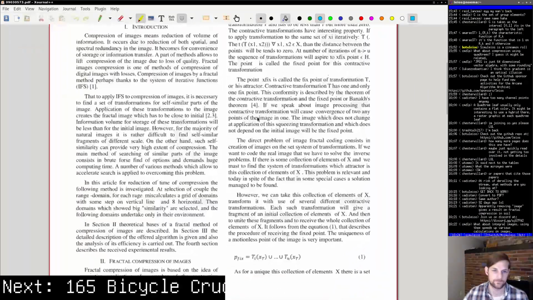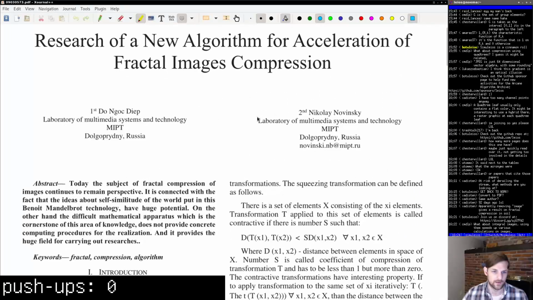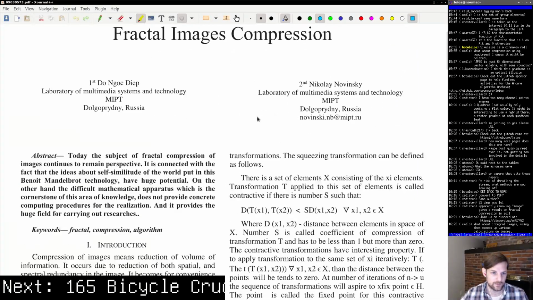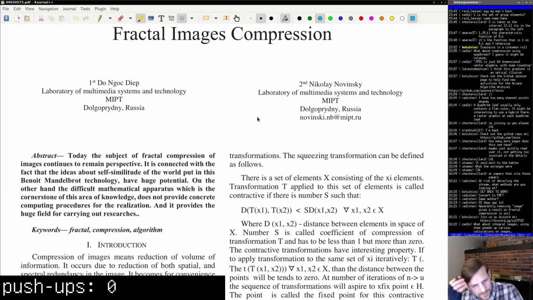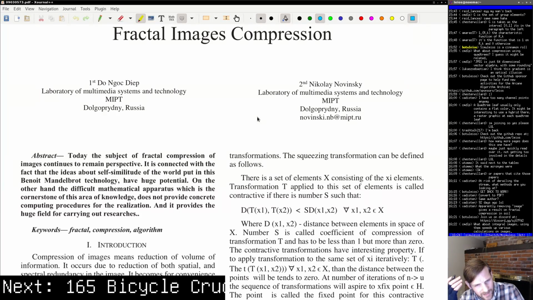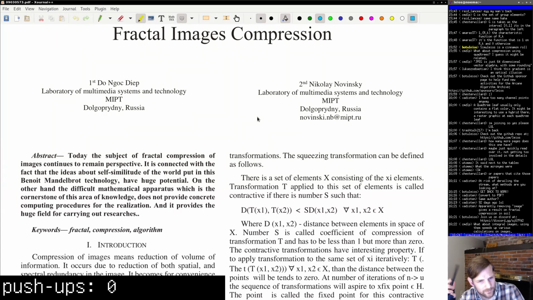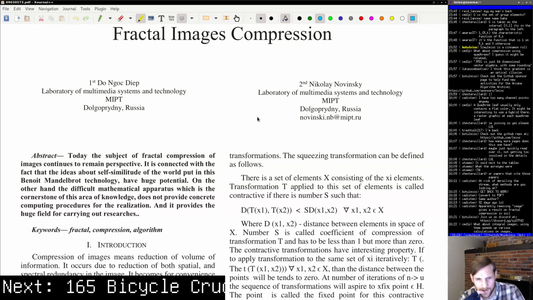Scroll in, up. Okay. Today the subject of fractal image compression continues to remain perspective. It is connected with the fact that the ideas about self-similitude of the world put in this by Mandelbrot technology have huge potential. On the other hand, the difficult mathematical apparatus, which is the cornerstone of this area of knowledge, does not provide concrete computing procedures for the realization, and it provides the huge field for carrying out researches. That was a tough read.